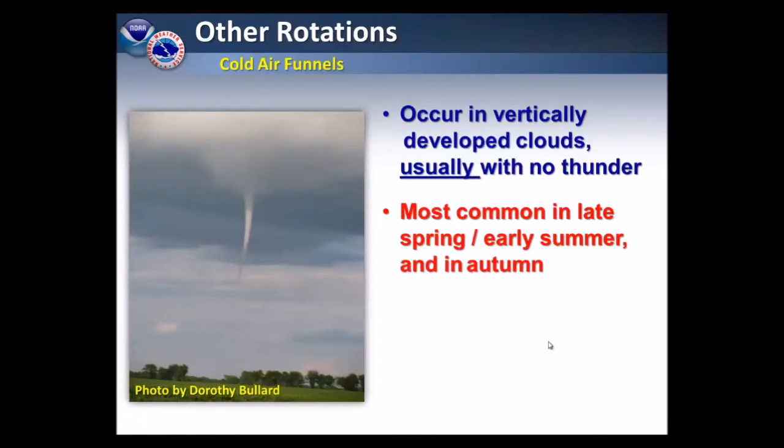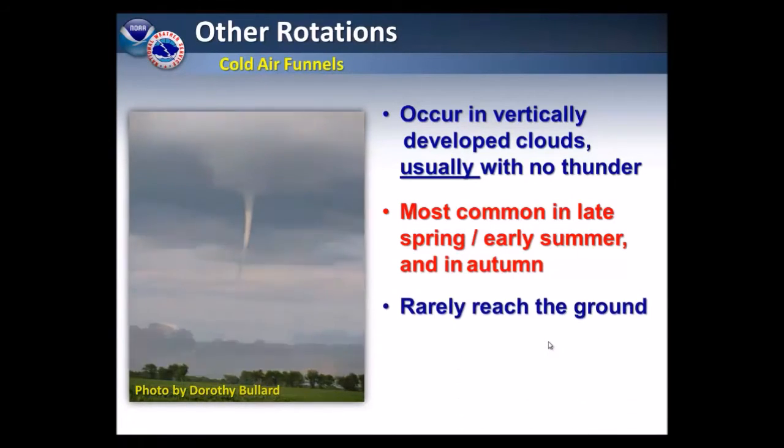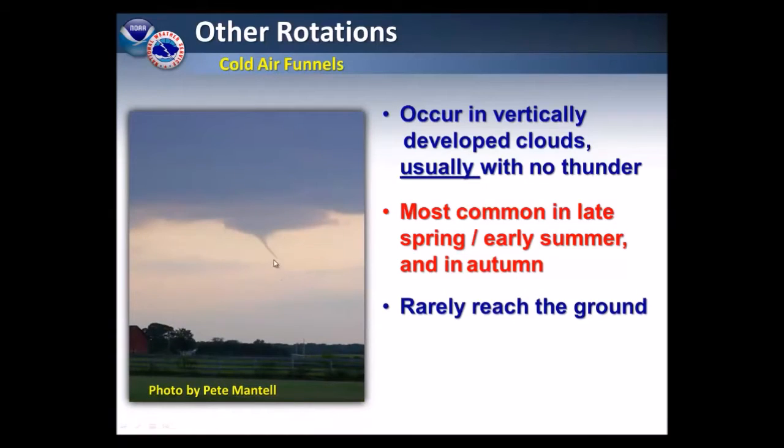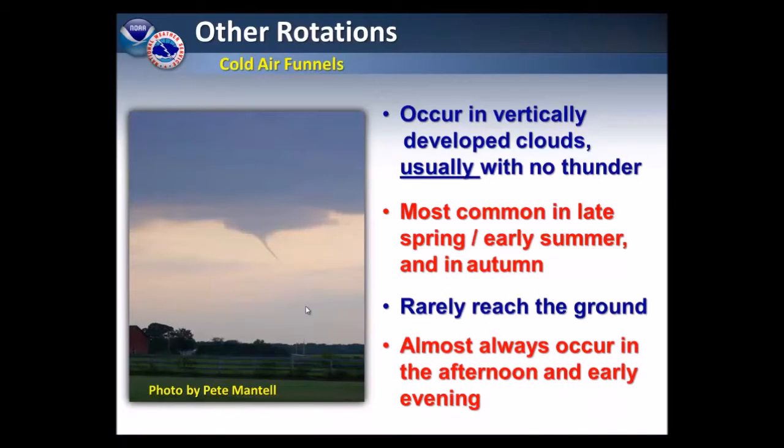Another thing that we tend to see across central Illinois is cold air funnels. They occur in vertically developed clouds, and usually they don't have any thunder with it. They are most common in late spring and early summer, and also again in autumn. Rarely do they touch the ground. Should they actually touch the ground, they could cause some minor damage. Almost always, they occur in the afternoon or early evening hours, and they can persist for quite some time.